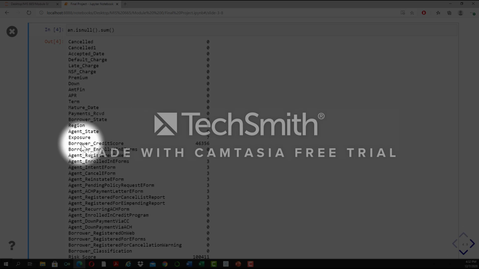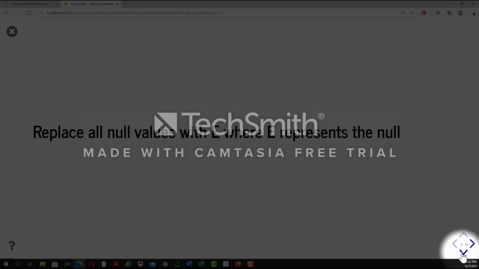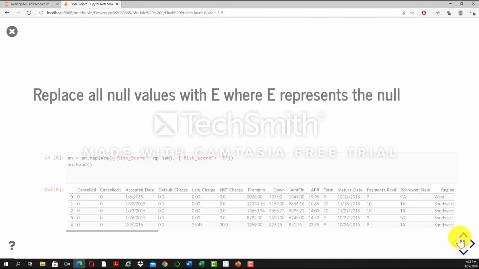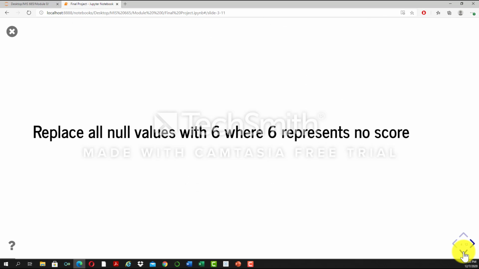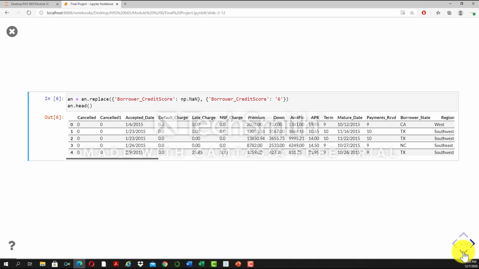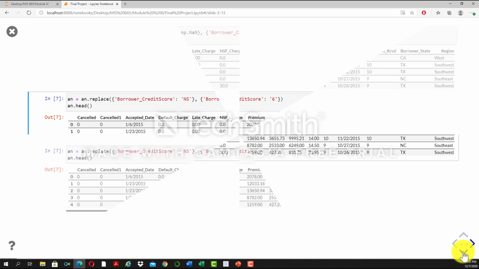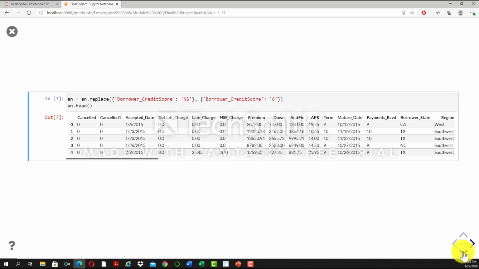We can see the borrower credit score has 46,356 missing values. Risk score has 100,111. Then we replace all null values with E for risk score. Then we replace all null values with 6, where 6 represents no score, for borrower credit score. And we also replace no score with 6 too.